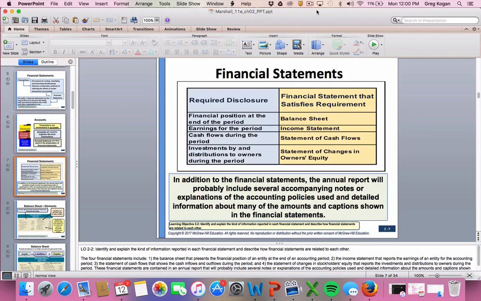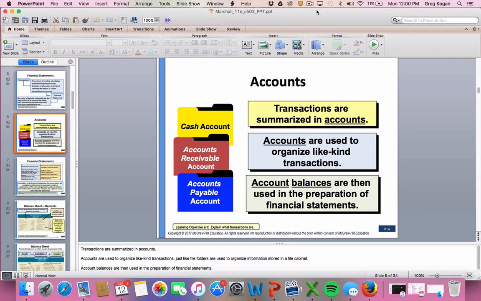So in terms of financial statements, the definition of financial statements is you're basically presenting the financial position, the financial condition, and the results of operations of a business. That could be broken down further, but in essence, it's what do you have, what do you owe, how much have you spent, how much have you made.